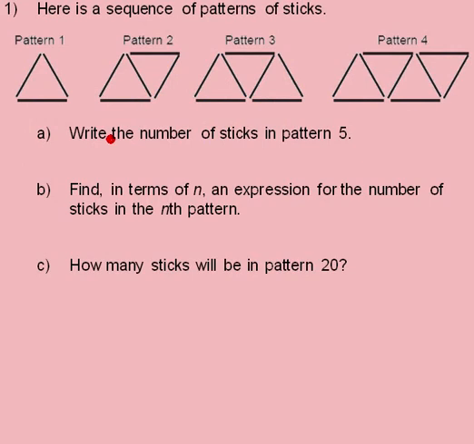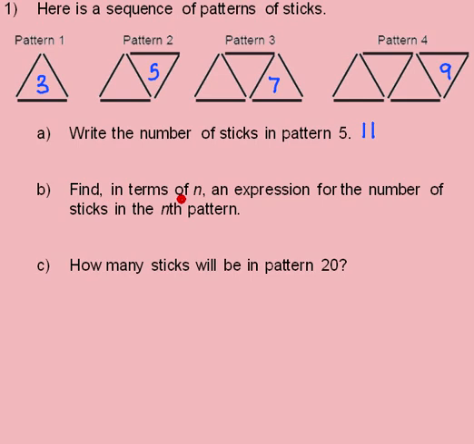To answer question A, first of all, I'm going to work out how many sticks are in each of these patterns here. So in pattern 1, I can see there are 3 sticks. In pattern 2, there are 1, 2, 3, 4, 5 sticks. In pattern 3, there are 7 sticks. And in pattern 4, there are 9 sticks. I can see that it's going up by 2 every time, so if I add another 2 on, I get 11, and that's how many sticks are in pattern 5.